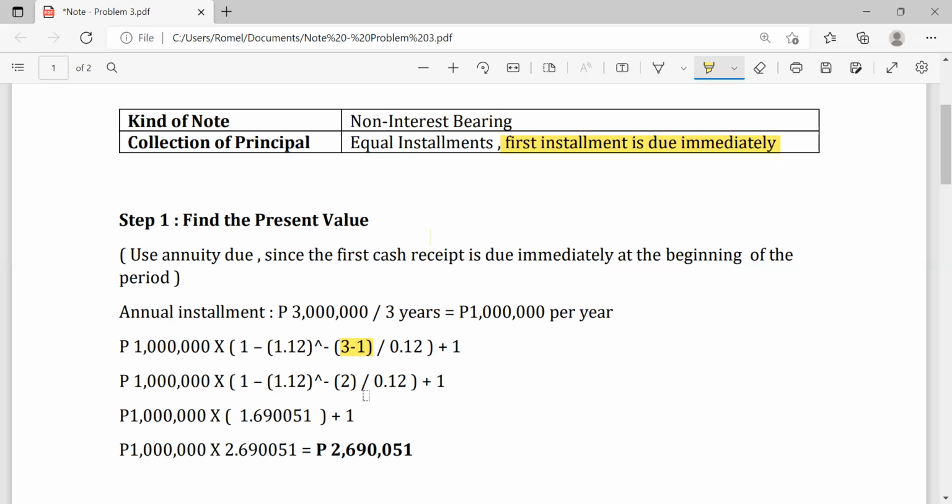So raised to negative 2 divided by 0.12. So ito muna ang isa-solve natin. We will solve this first. So what is the answer? 1.690051.